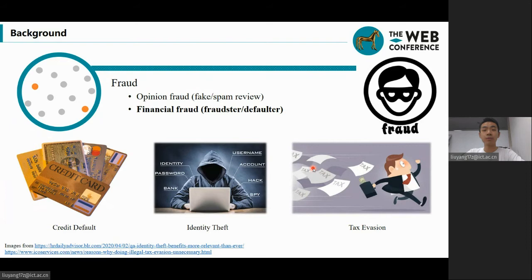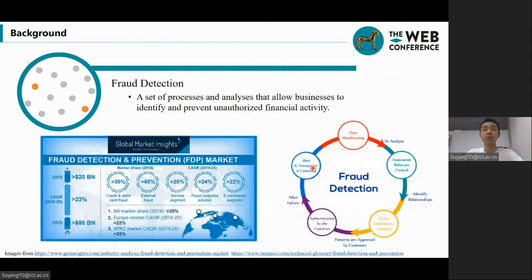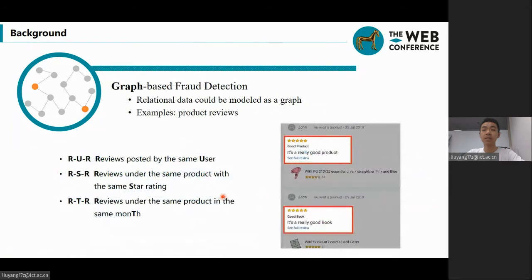To identify and prevent these fraud activities, fraud detection plays an important role. According to the industry analysis report conducted by Global Market Insights, the fraud protection and prevention market size grew over 23% from 2019 to 2025, and it's predicted to reach over $18 billion in 2025. Today, we focus on a special case of fraud detection named graph-based fraud detection.